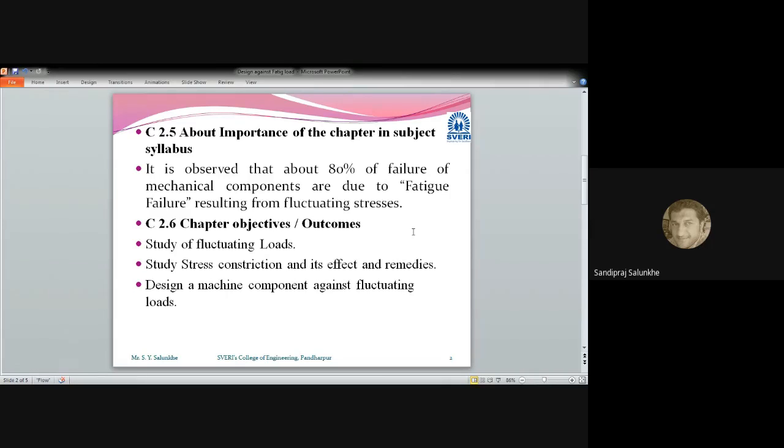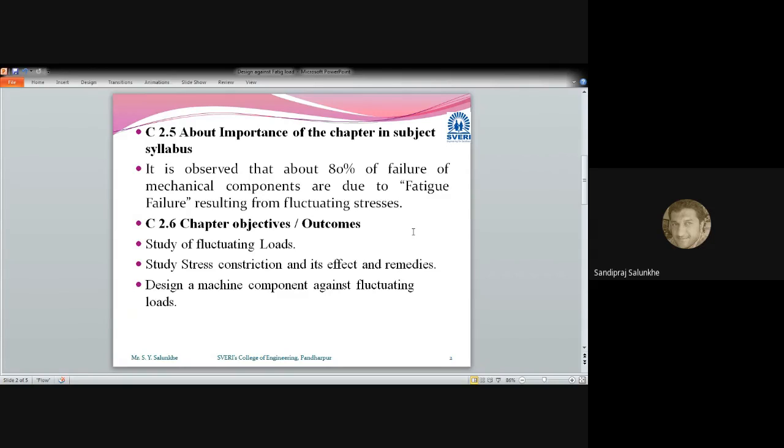What is its effect? And what are the remedies for overcoming that stress concentration? Now, you might have understood stress concentration. Concentration is nothing but focused or gathered at one point. So if the stress is collected at one point, its value will get increased. That is called stress concentration.